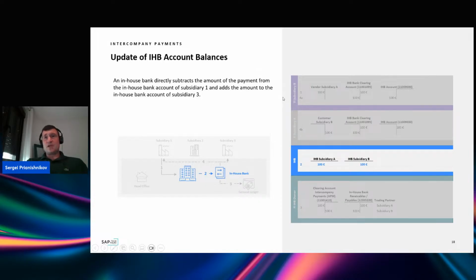Firstly, during the routine process, the system recognizes that the payment must be processed via the in-house bank, and that the recipient is also an in-house bank account. Second, advanced payment management routes the payment internally and generates only an inbound payment order. And third, the in-house bank subtracts the amount of the payment from the in-house bank account of subsidiary one, which is what we can see on the screen, and adds the amount to the bank account of subsidiary three.